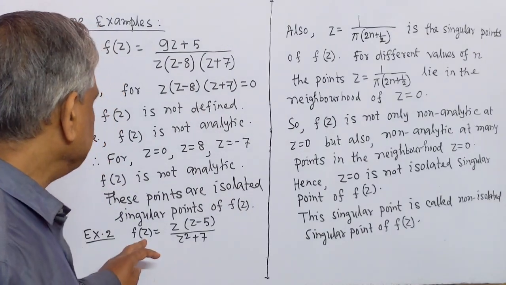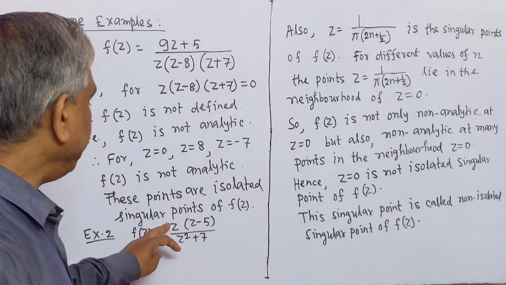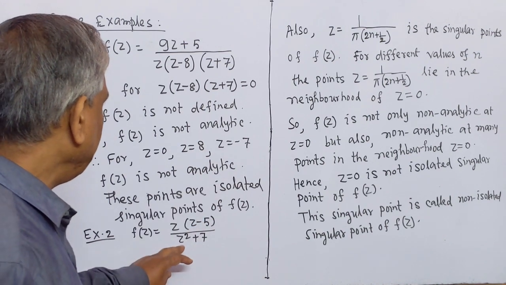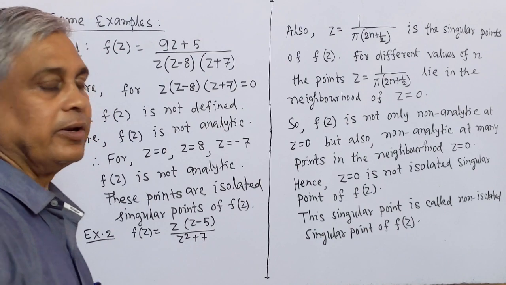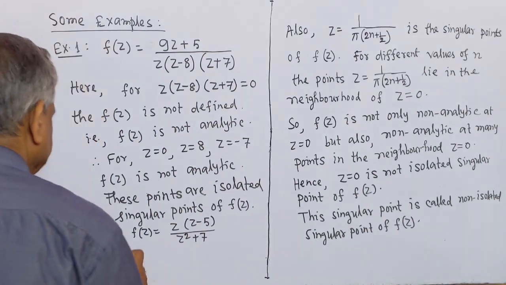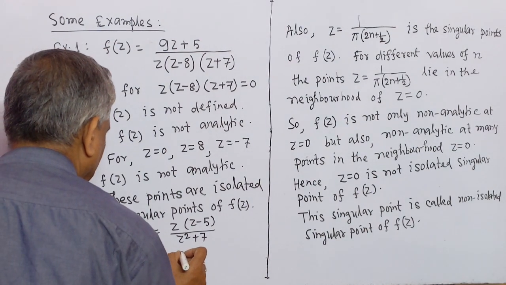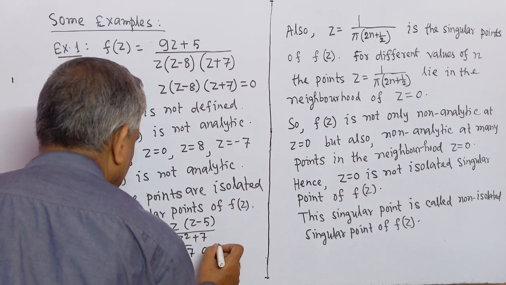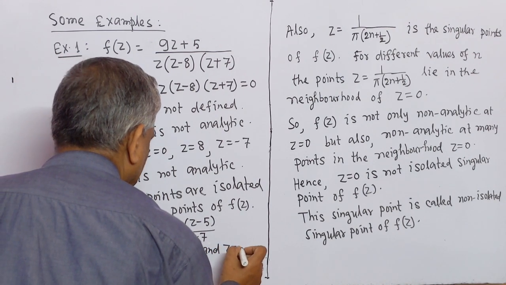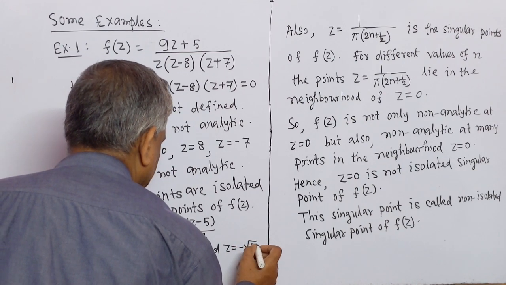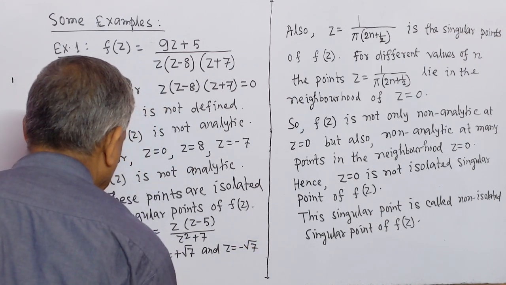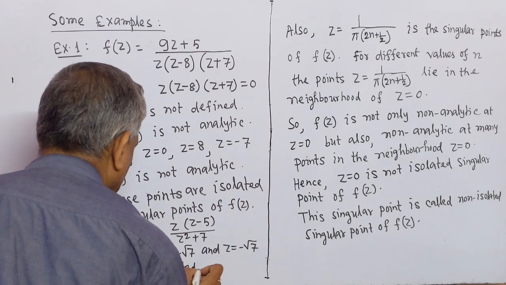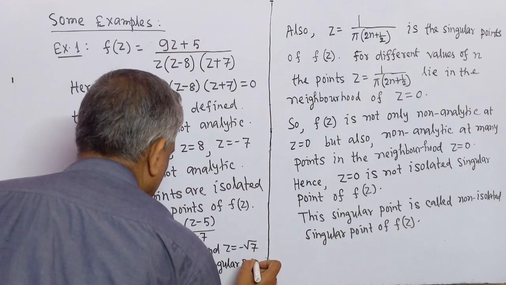Example 2. f(z) equal to z times (z minus 5) divided by (z square plus 7). Here z equal to plus square root 7 and z equal to minus square root 7 are isolated singular points.